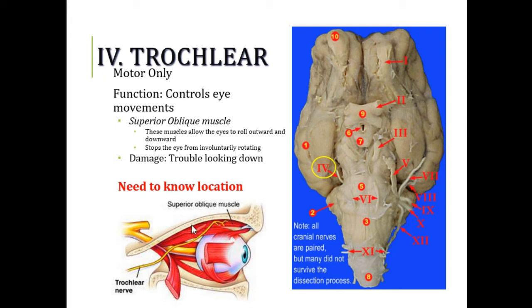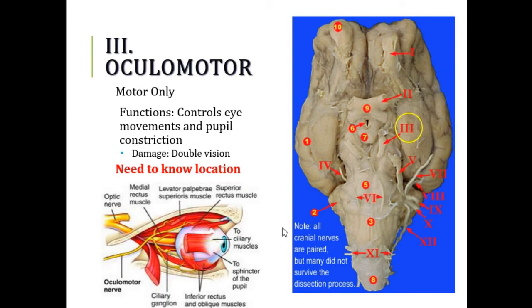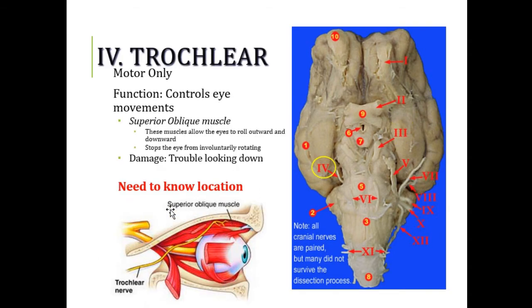And as you can see, the superior oblique muscle is right up here, which is then innervated by the trochlear nerve. So as you can see, the oculomotor innervates many, many muscles to help coordinate movements in the eye. So it's responsible for a lot. The trochlear nerve is responsible for one, but it's very important to make sure that this muscle functions correctly.